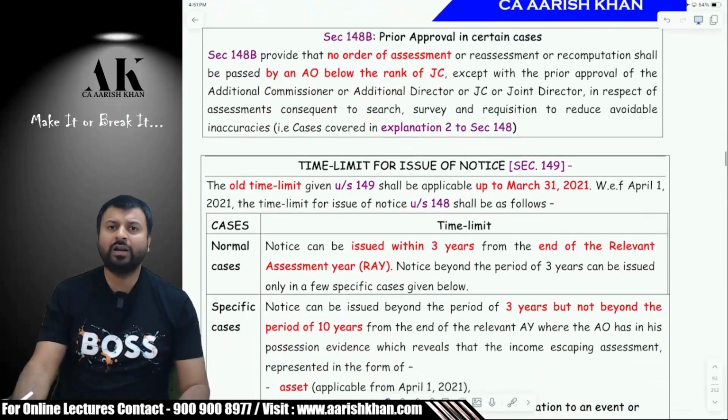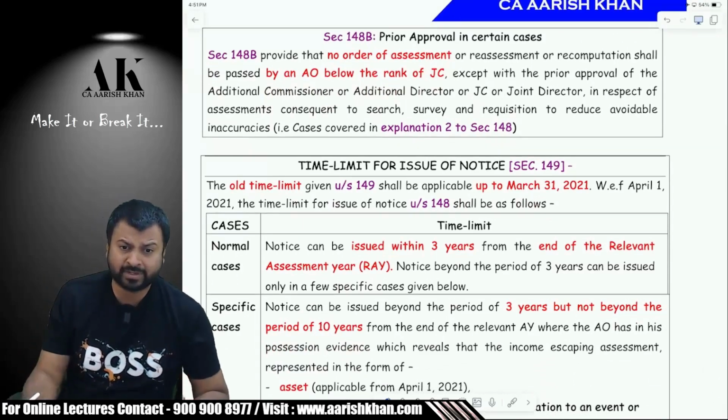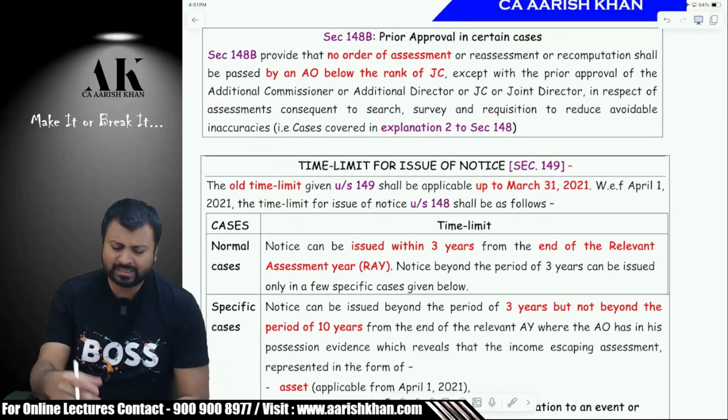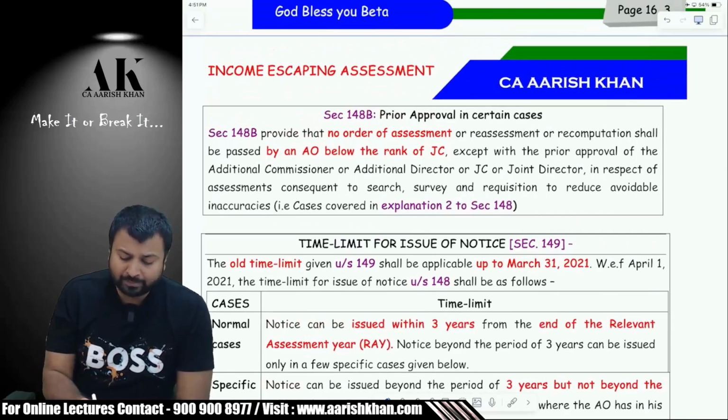Okay, this is what section 148 and 148A is all about. Very, very important part of this particular chapter. Now some small part is there, then again some important part will come, which I'll be addressing one by one. First of all, prior approval in certain cases.